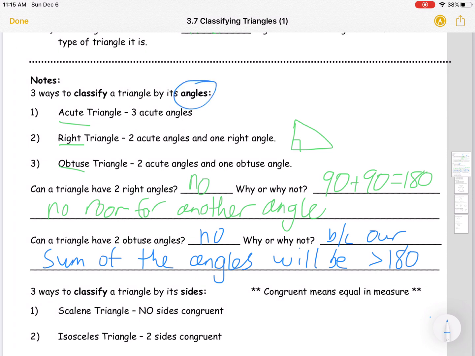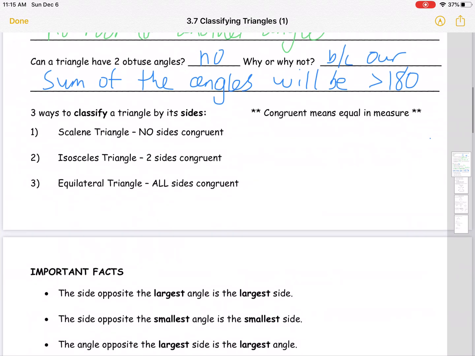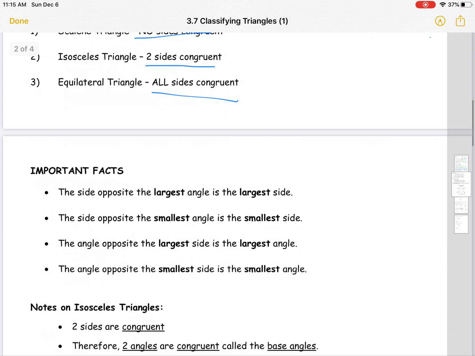Now we can also classify triangles by its sides. Okay? So a scalene triangle, that's a triangle with no congruent sides. An isosceles triangle is a triangle with 2 congruent sides, and an equilateral triangle is a triangle with all of the sides congruent. Remember that congruent means equal in measure. So we're going to talk about examples in a few minutes, okay?